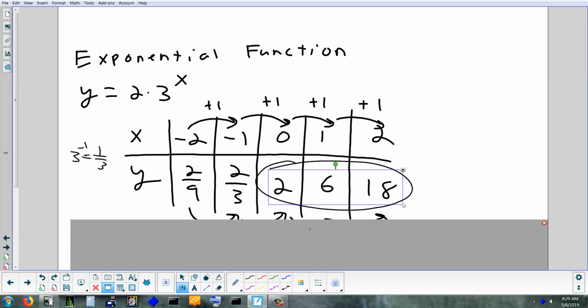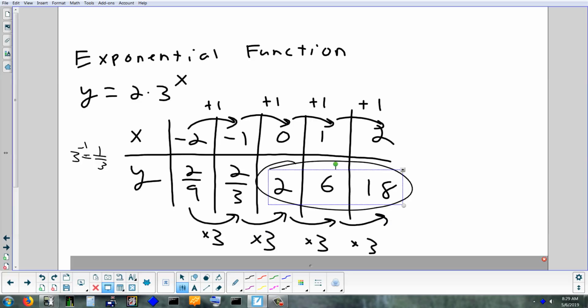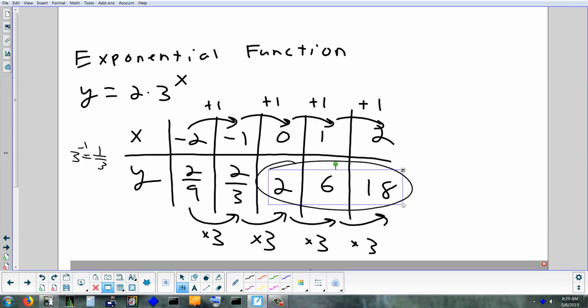How do you get from 2 to 6? Times 3. How about plus 4? Would that get me to 6? Yeah, but that won't get me to 18, right? You got to do the same thing each time. So yes, you could say, yeah, you plus 4 here, but then did you plus 4 again? No. So 2 to 6, you get a times 3. How'd you get from 6 to 18? Times 3. So the pattern here is times 3 every time.